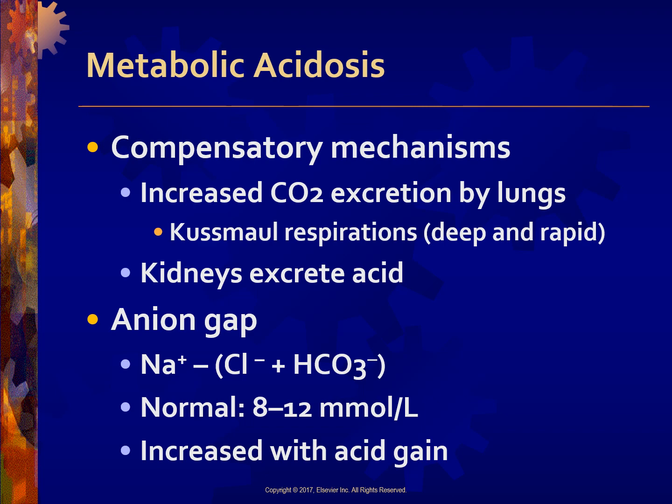If metabolic acidosis is present, calculating the anion gap can help determine the source of the metabolic acidosis. The anion gap is the difference between the measured serum cations and anions in the ECF. You can calculate the anion gap using the formula: sodium minus the sum of bicarb plus chloride. The normal gap is 8 to 12 millimoles. The anion gap is going to increase in metabolic acidosis associated with an acid gain.